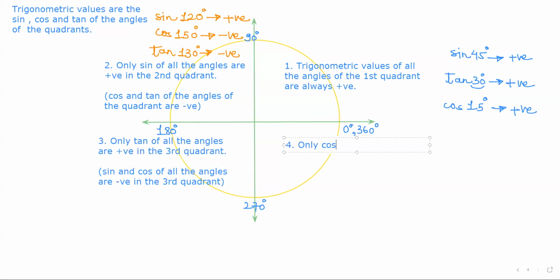In the fourth one, only cos of all the angles is positive in the fourth quadrant. Here, sine and tan are negative, right? So I hope all of you have understood it. So I'm giving you a small exercise to do. Once you have answered that exercise, then you can write this slide while I check your attempts, right?